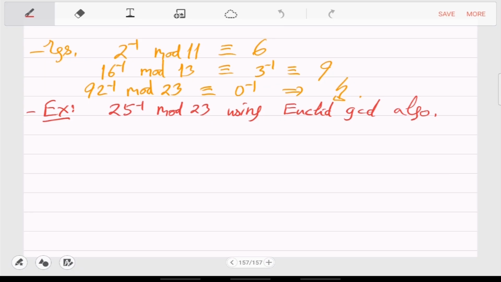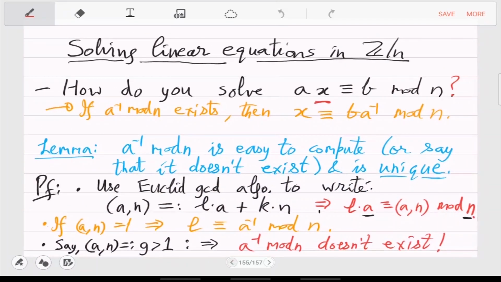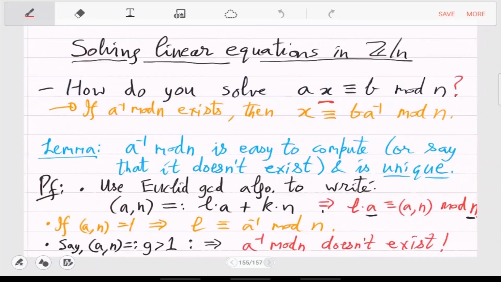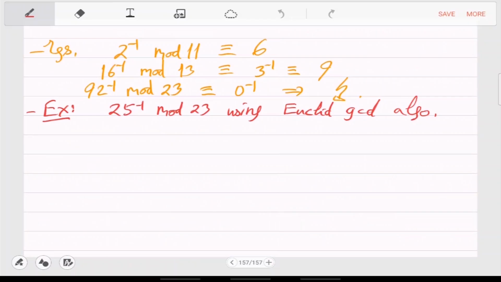Okay. Any questions at this point? So that is a lot of new things. You can just go through this again and more examples.